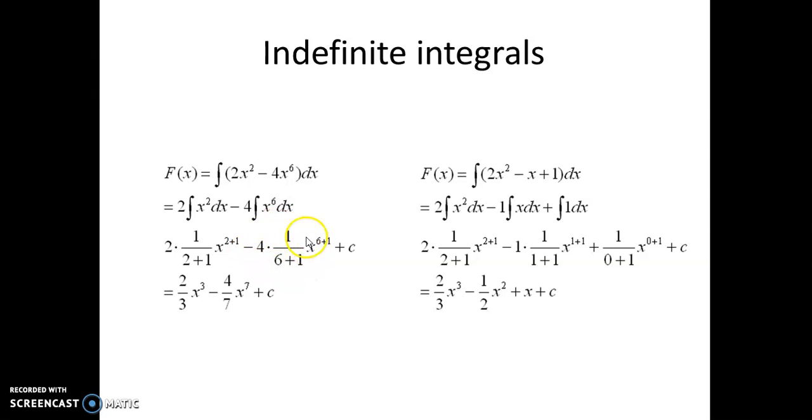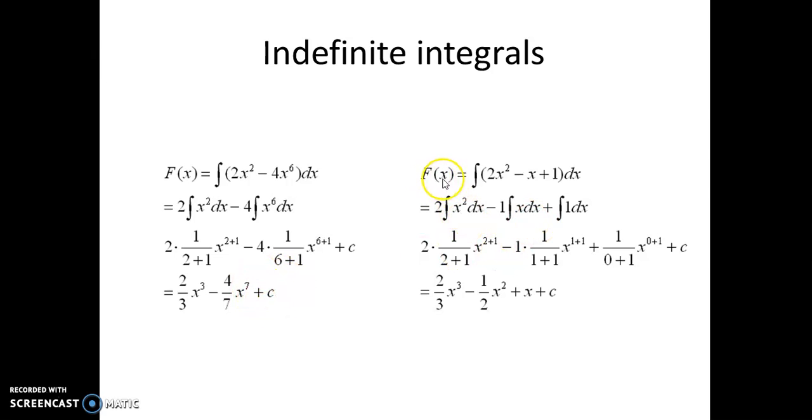Now we'll deal with this function. x was raised to the power of 6, so n is 6. So therefore, it is n plus 1, 6 plus 1 is 7. So it is 1 over 7, x to the power of 7. So now we need to multiply that by that constant, which was minus 4. So it becomes minus 4 over 7, x to the power of 7, plus your constant of integration.